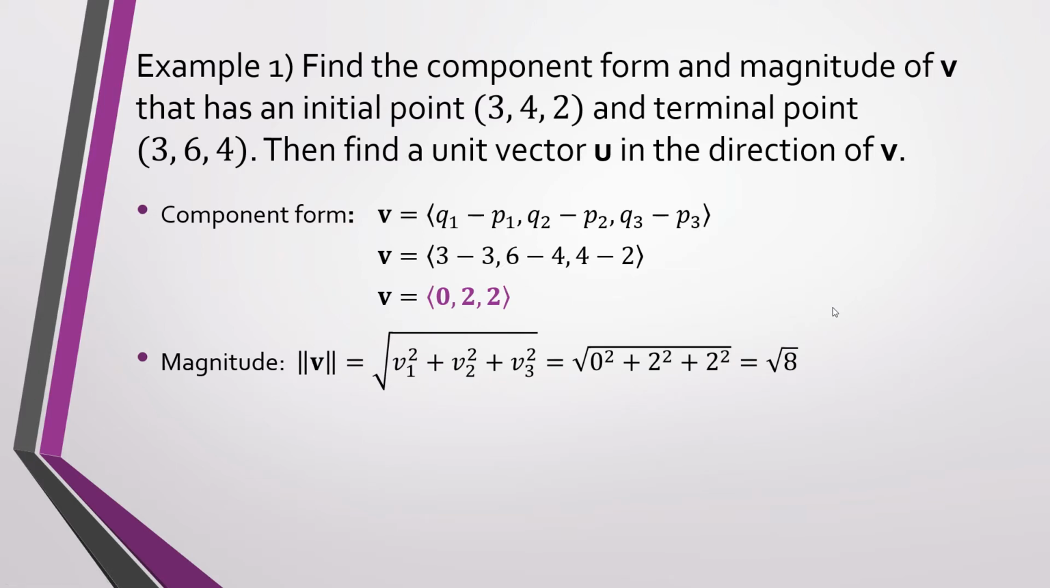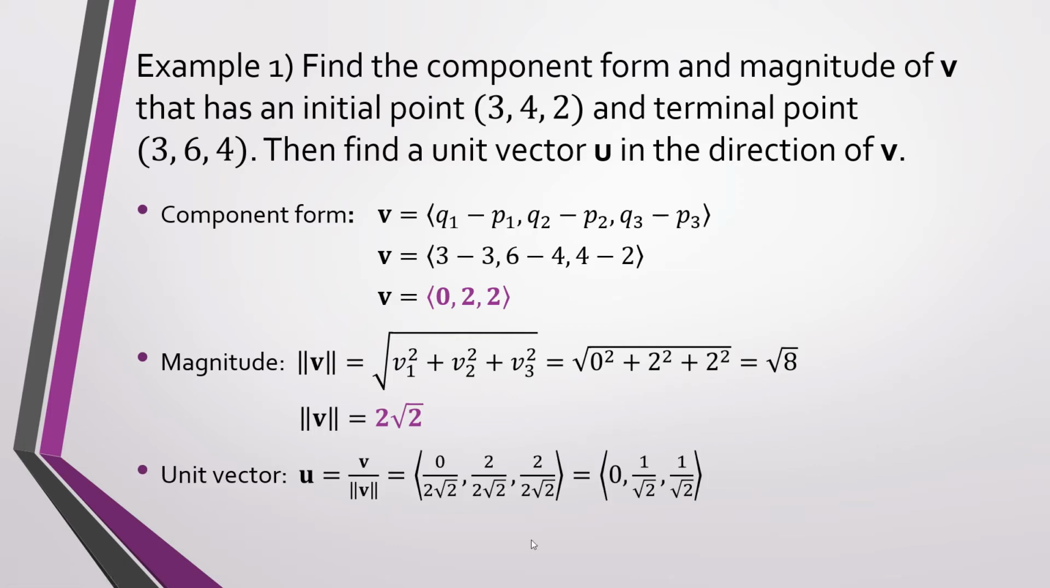To find our magnitude, we're just going to substitute each of these components into our magnitude formula. So 0 squared plus 2 squared plus another 2 squared. Well, 0 squared is 0, 2 squared is 4, 2 squared is 4. So 0 plus 4 plus 4 is the square root of 8, and if you simplify the square root of 8, that is the same as 2 root 2. Please make sure you're leaving your magnitudes in simplified radical form and not using decimals.